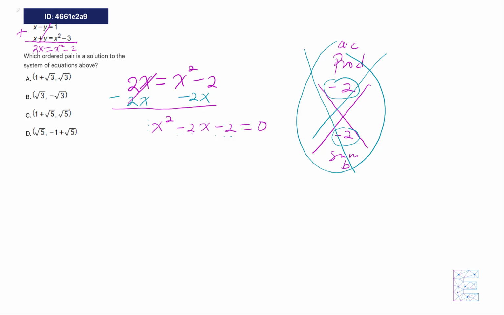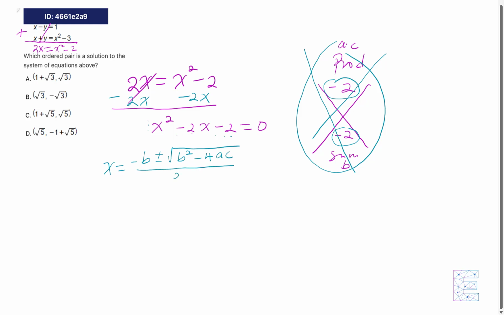For those who have forgotten, the quadratic equation is x equals negative b plus or minus the square root of b squared minus 4ac, all of this divided by 2a. As always, it's good practice to just label your a, b, and c values. A for this equation is 1. So this coefficient right here is a 1. B is negative 2. That's this coefficient of x right here. And c is also negative 2.